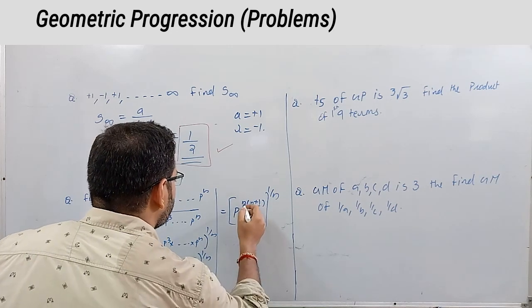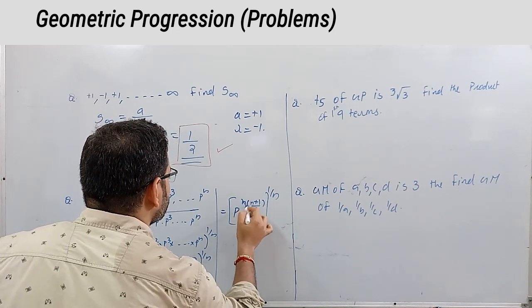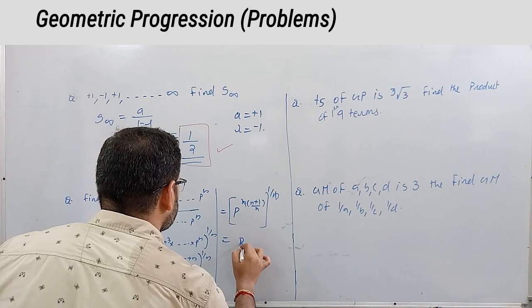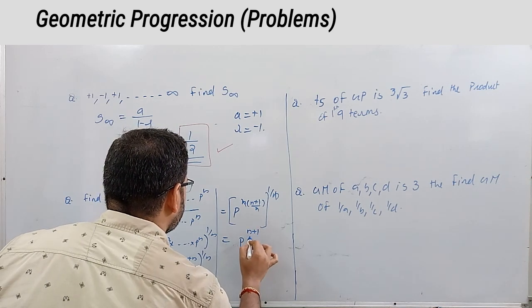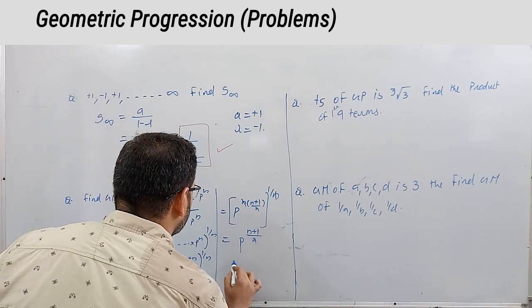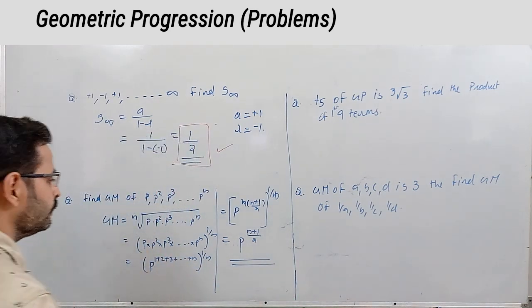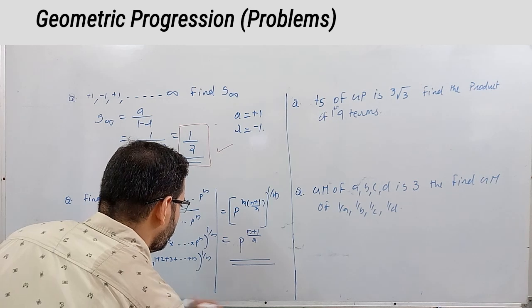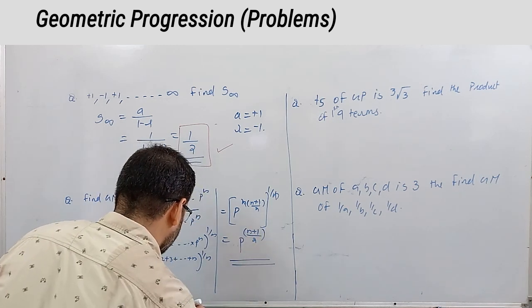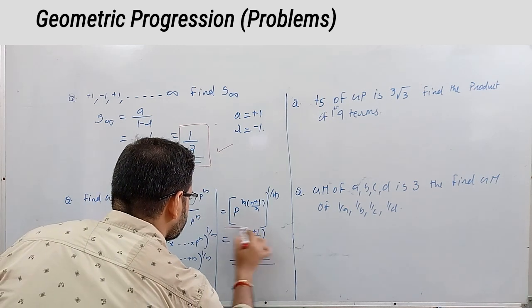So, using the property of indices, n gets cancelled, and we get the answer as P raised to (n plus 1) divided by 2. P raised to (n plus 1) divided by 2 is the answer.